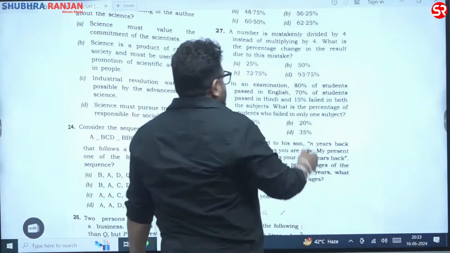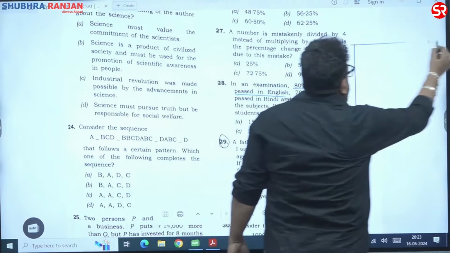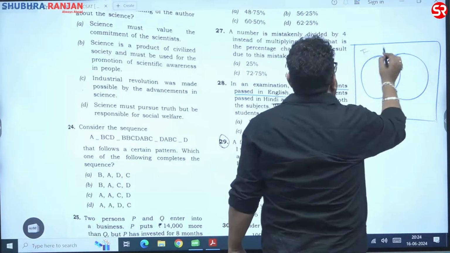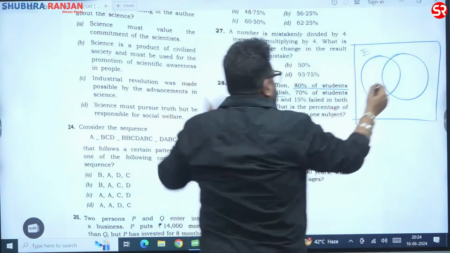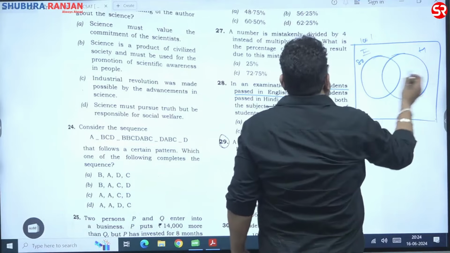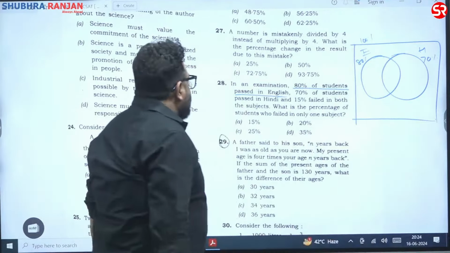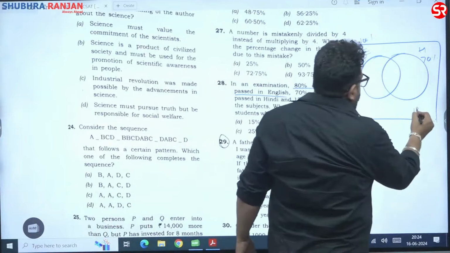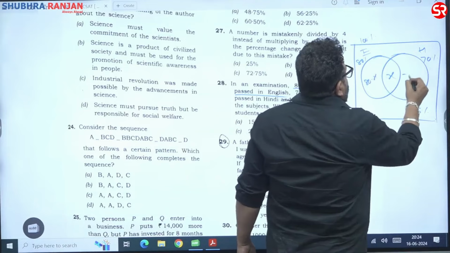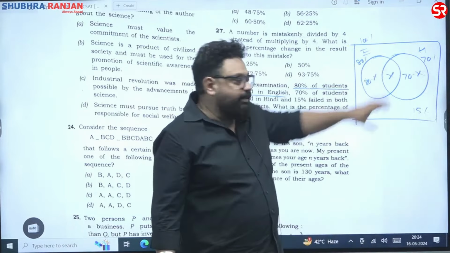Oh, set theory, guys, set theory. It is so easy. He says 80% of the students passed in English. So let's see. Pass English and 70% passed in Hindi. So 100% is the total diagram, 80% in English, 70% in Hindi, right? And 15% failed in both the subjects. So this is 15%. So take this as x. This is 80 minus x. This would be 70 minus x. And now this in between diagram is 85.